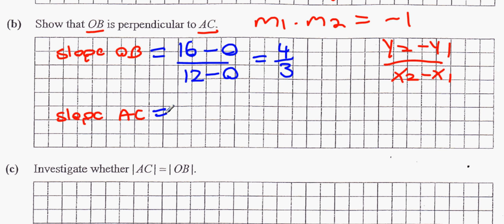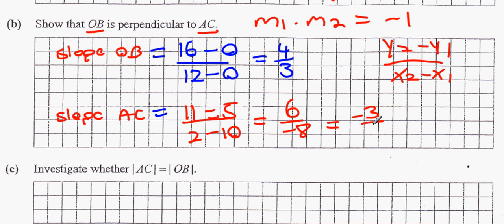So for AC we're going to get 11, which is y2, 11 minus 5, so 11 minus 5 divided by 2 minus 10. What that's going to get us is 6 divided by minus 8. Put that into your calculator and you get minus 3 over 4.